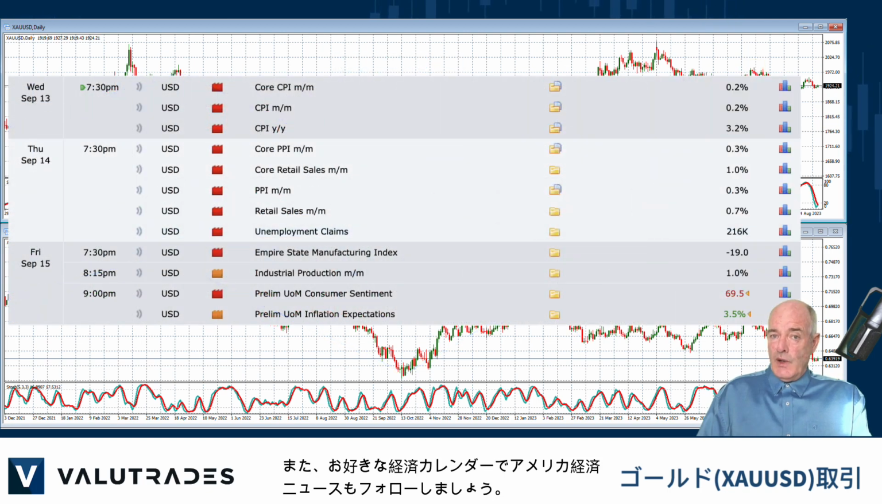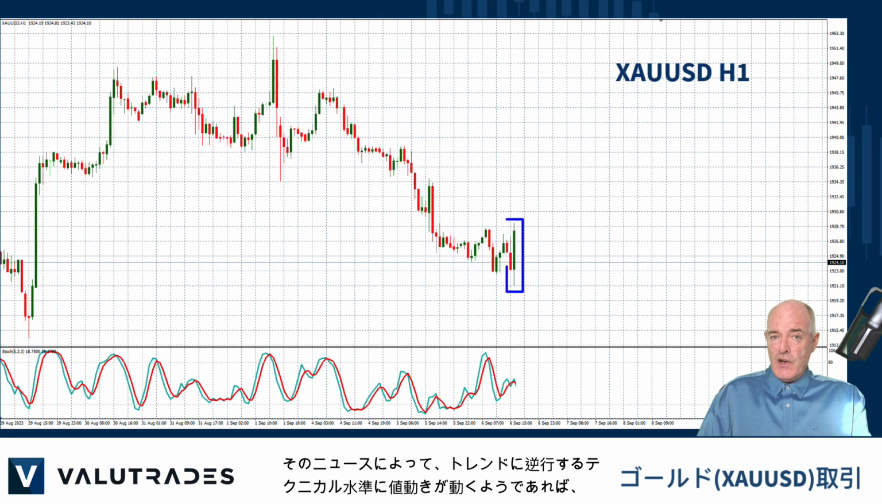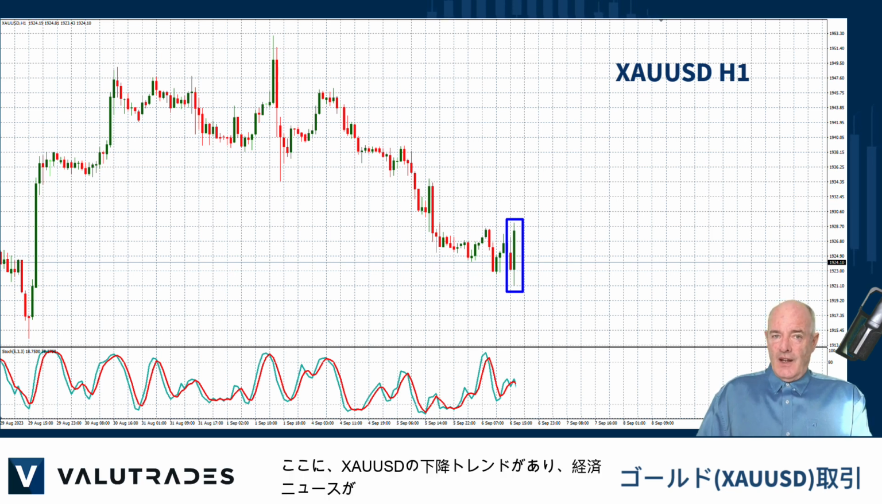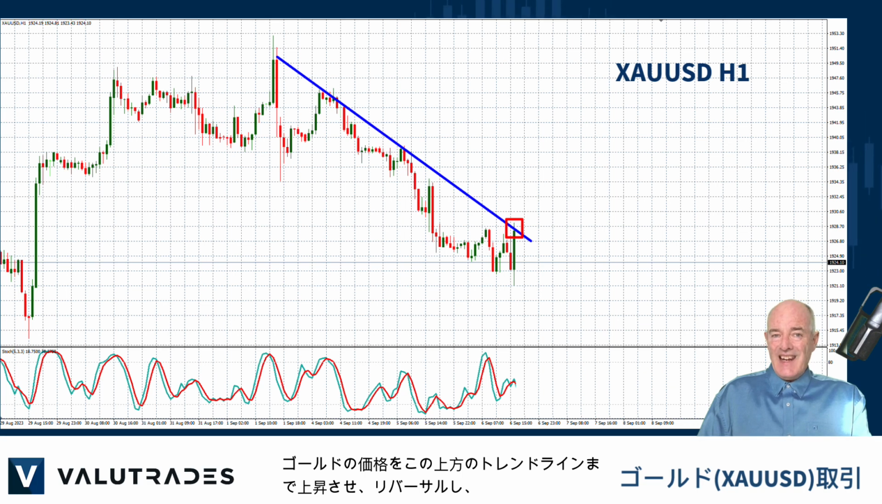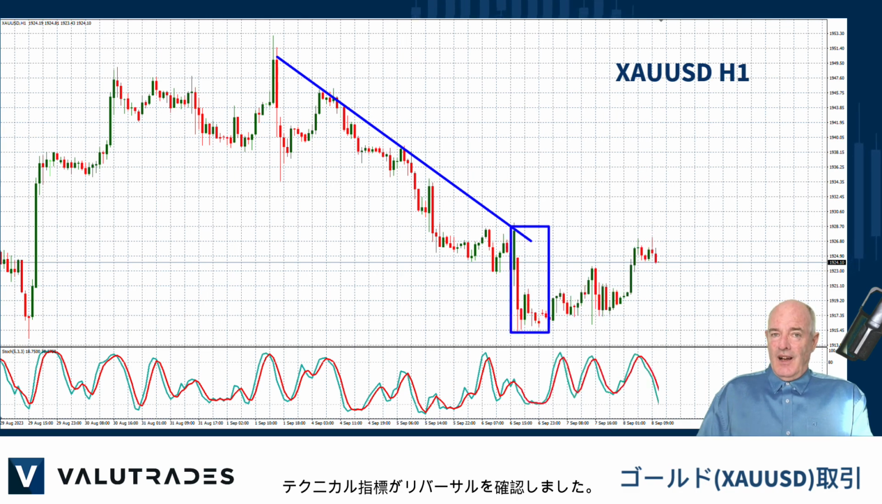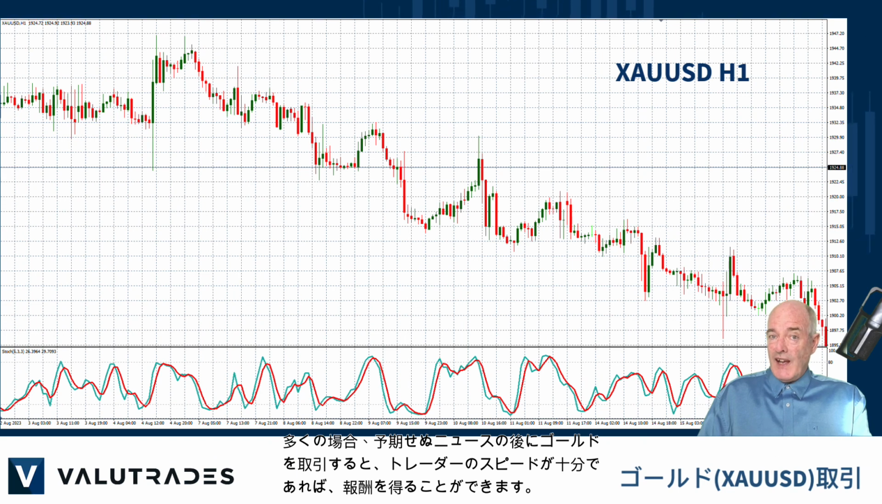Also, please follow US economic news on your favorite economic calendar. If the news drives price action into a technical level against the trend, you may have an opportunity to get into the market with the trend. Here we have a downtrend on XAUUSD. The economic news drove the price of gold up to this upper trend line, and we had a reversal and the technical indicators confirming the reversal. And then price action carried on with the trend. Often trading gold after unexpected news can reap rewards if the trader is fast enough.